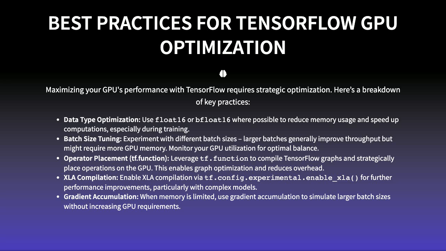Then, it's important to find the right batch size. Larger batches are generally better for throughput, but make sure your GPU isn't running out of memory. Next, we want to use tf.function. This compiles your TensorFlow code into a more efficient graph that can take advantage of the GPU. Don't forget about XLA compilation either, it's like an extra layer of optimization. And finally, if you're struggling with memory constraints, gradient accumulation is a really useful technique to simulate larger batches.